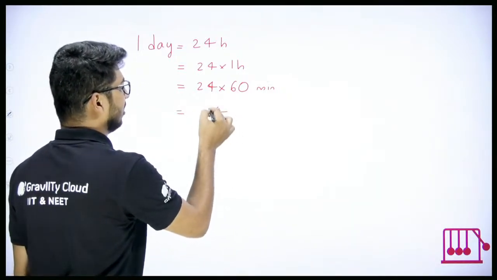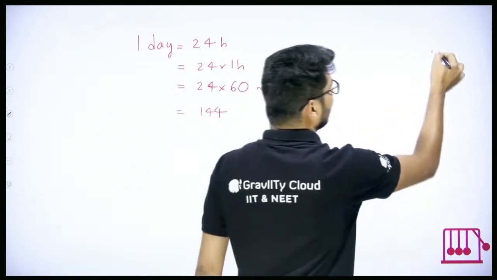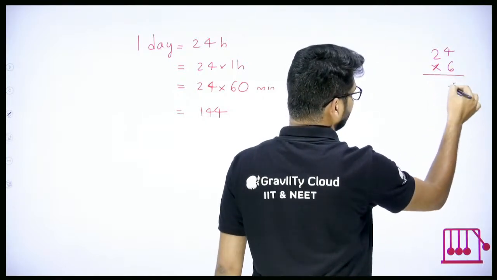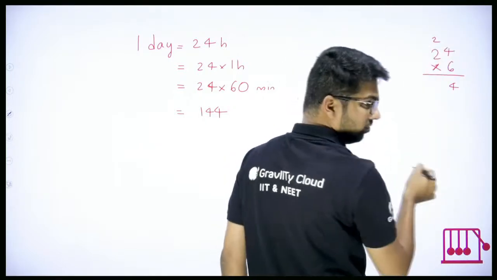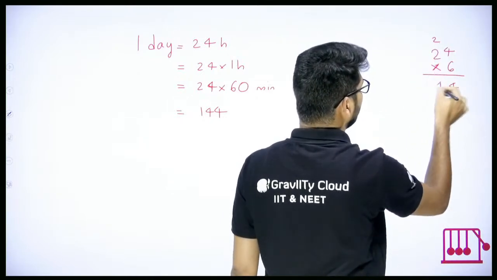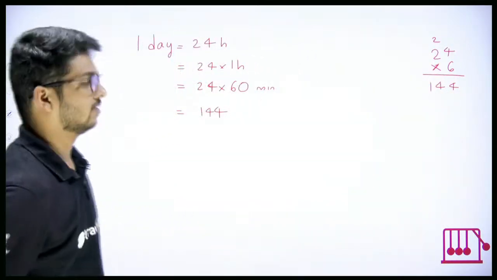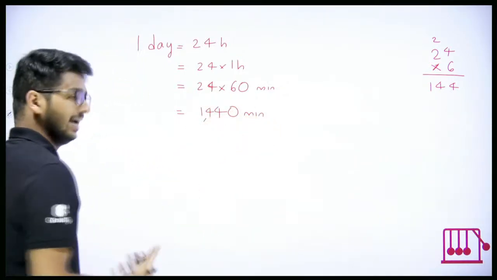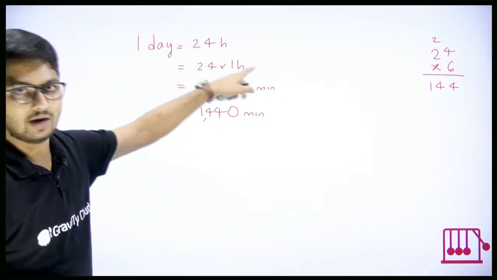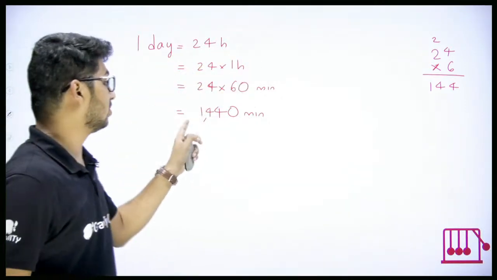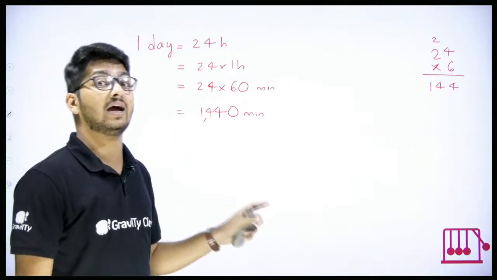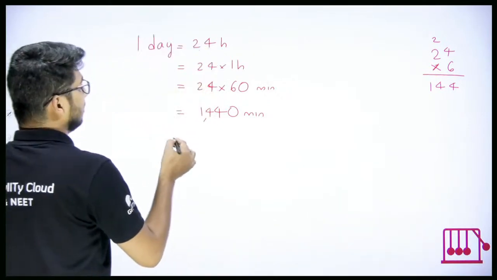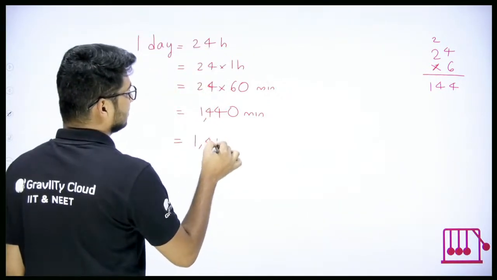6 4 24. 144. You can do the calculation here. 24 into 6, we are multiplying them. 4 into 6, 24, 2 carry. 6 into 2, 12. 12 plus 2, 14. 144, and you have a 0. So 1 day is equal to 24 hours and is also equal to 1440 minutes.